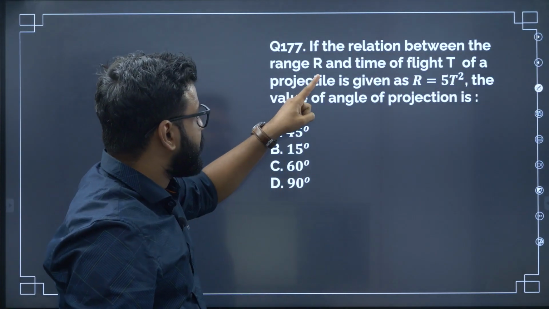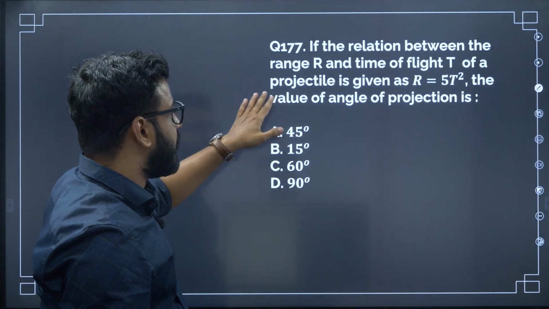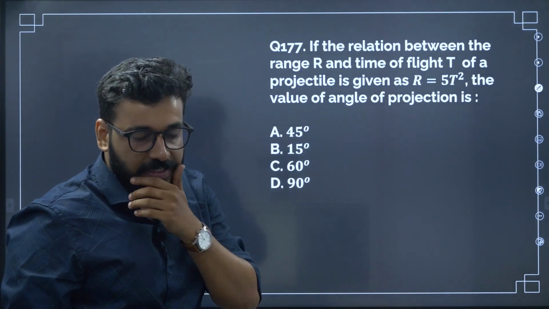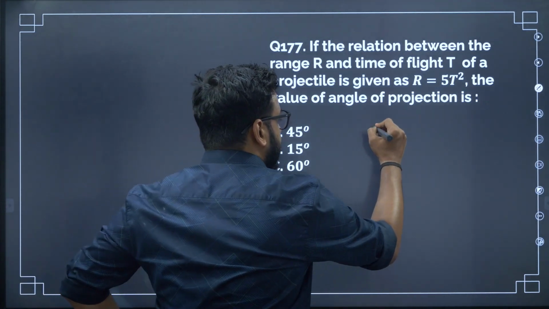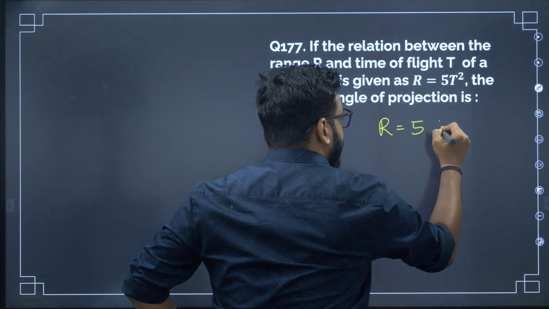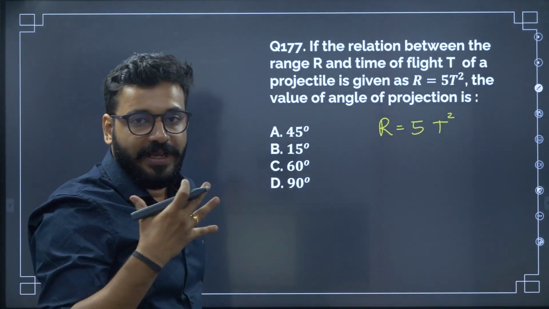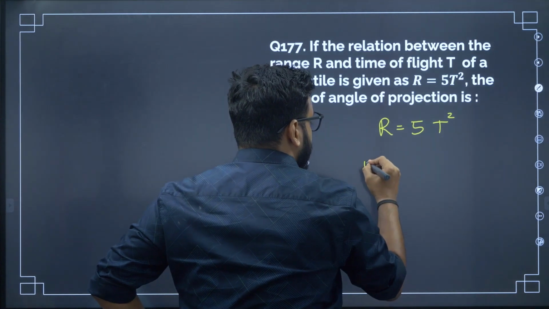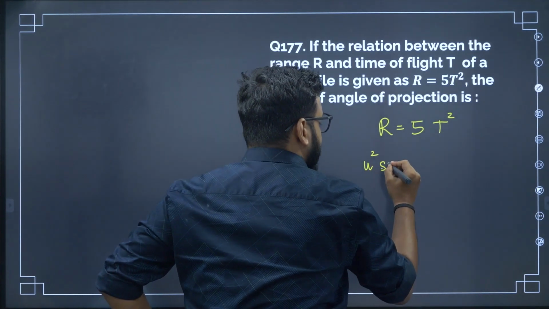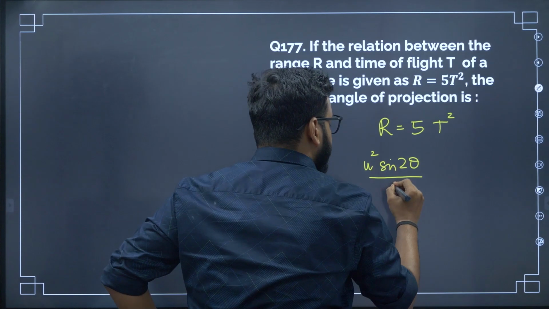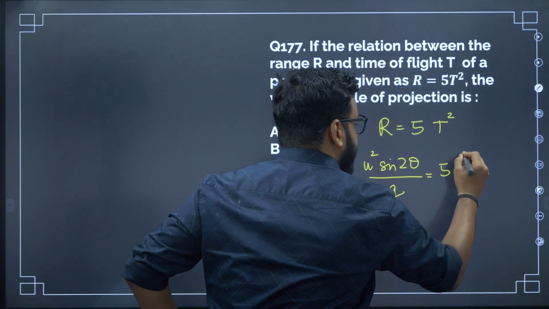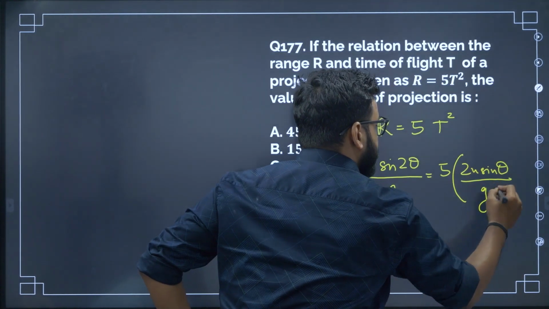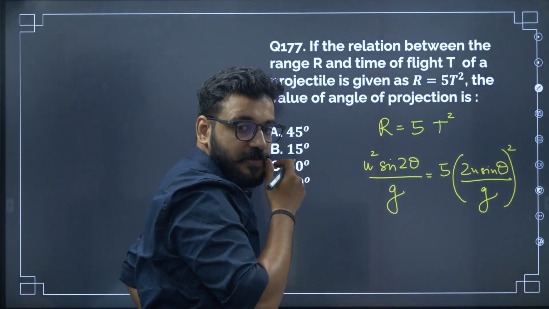Next question. If the relation between the range and time of flight of a projectile is given as R is equal to 5t square, the value of angle of projection is. Now the relation between range and time of flight is given like this. Simple, you just have to expand into their formula. Range formula, all of you know, it is u square into sine 2 theta divided by g. And the T formula is 2u sine theta whole divided by g. Okay, fine. So this is how you do it, correct?